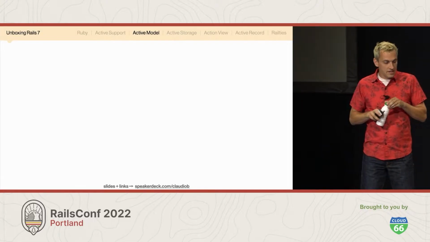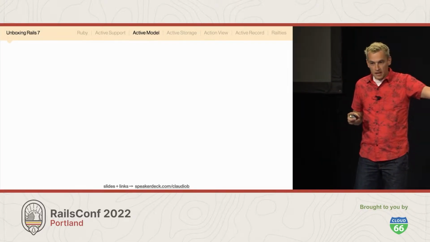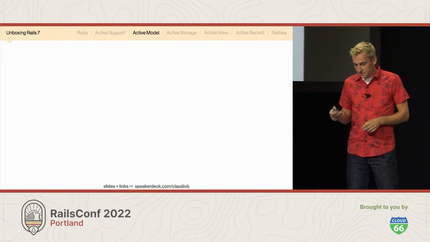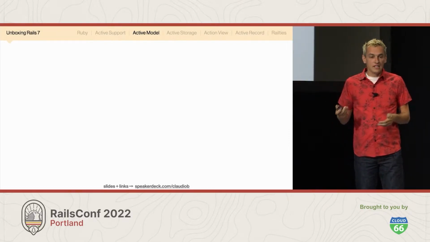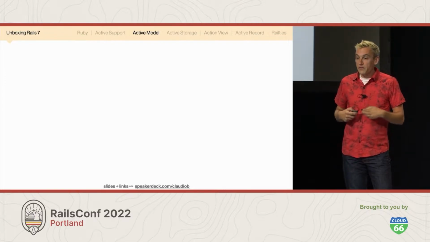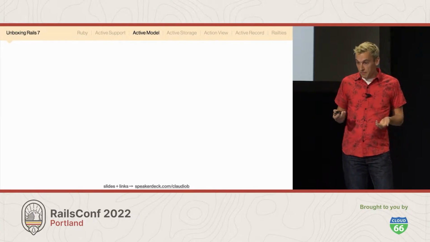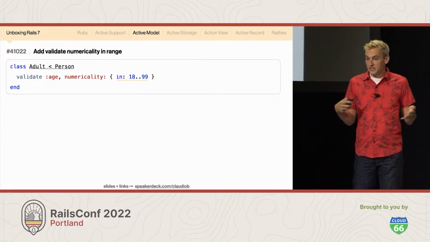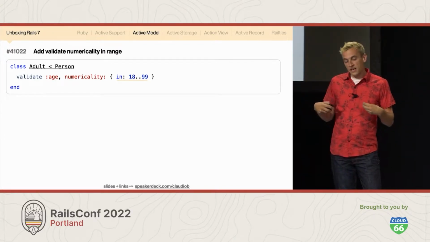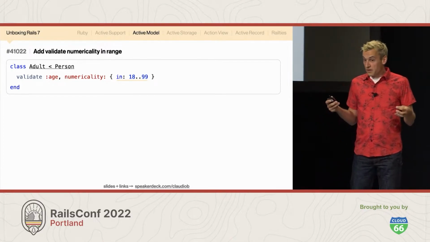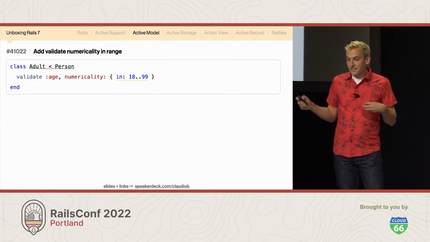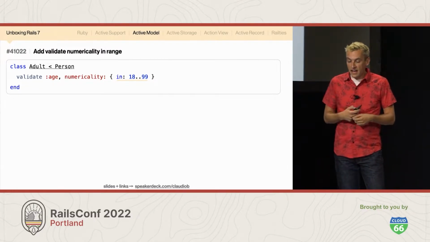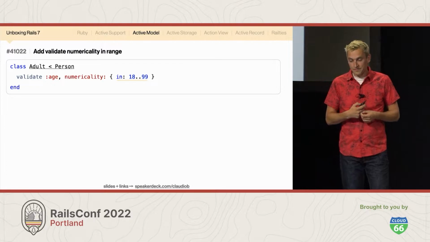Okay, Active Model. This is the library of Rails that helps you with models, so attributes, errors, validations. One of the validations that already exists is validates numericality, to check if an attribute is a number. But an addition in Rails 7 is that now you can pass a range. So you can say, is the age of an adult a number, and is it within 18 to 99? If it's not, then that instance is invalid.